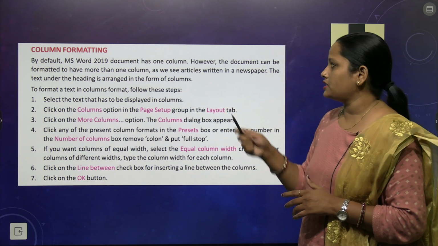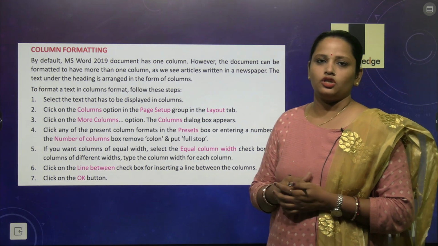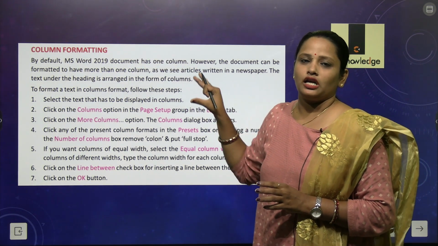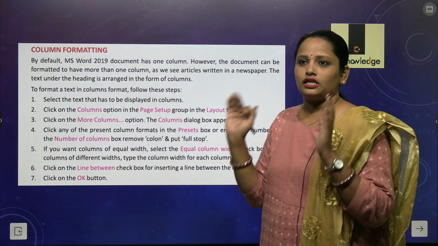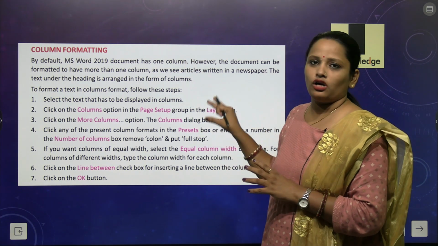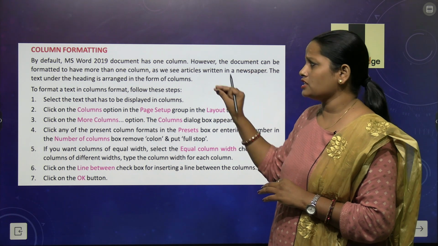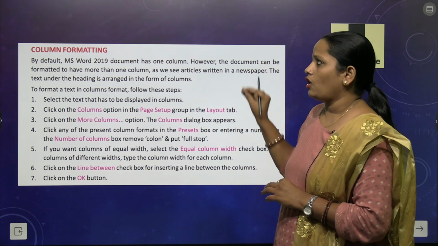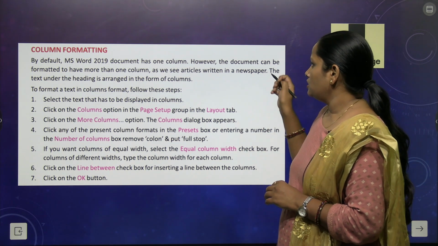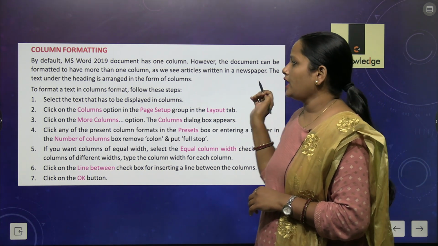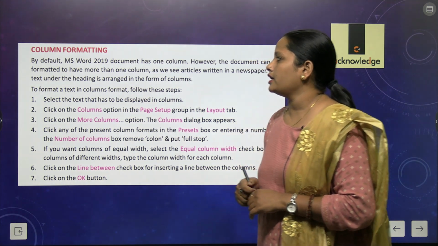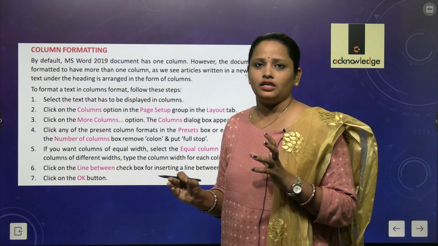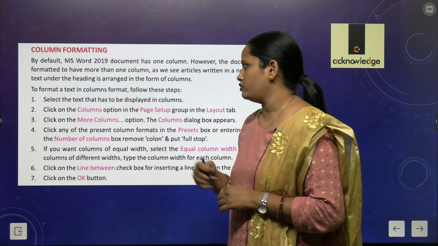As we see articles written in the newspaper. In the newspaper what do we see? We see there are many columns made on a single page for a single heading. So as we see in our newspaper, we can format our columns in MS Word. The text under the heading is arranged in the form of columns. So all the text that we have written will be arranged in the form of columns.